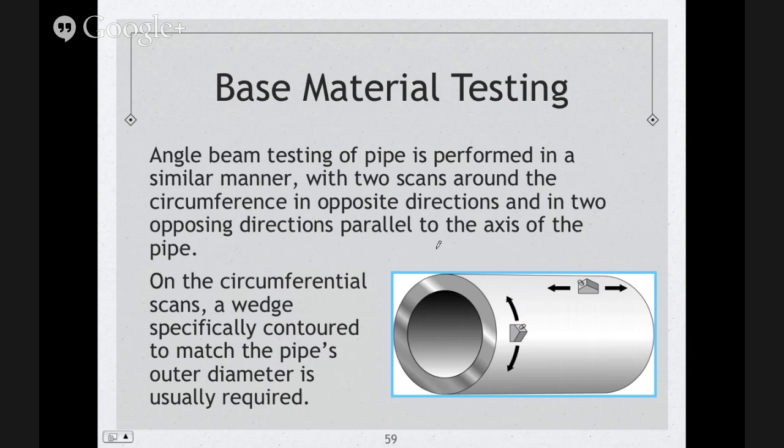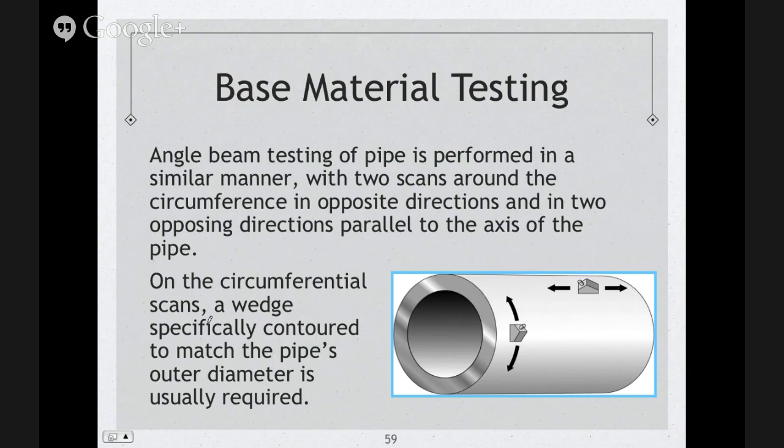So angle beam testing of a pipe is performed in a similar manner, with 2 scans around the circumference in opposite directions, right? So you want to scan going this way and going this way along the circumference, and in 2 opposite directions parallel to the axis of the pipe. So you also want to go along the pipe, along the axis, meaning back and forth.